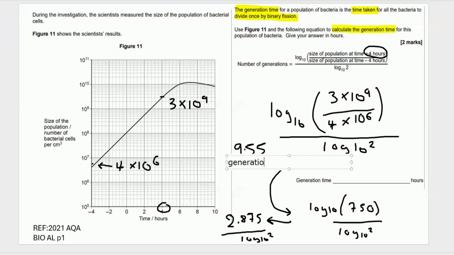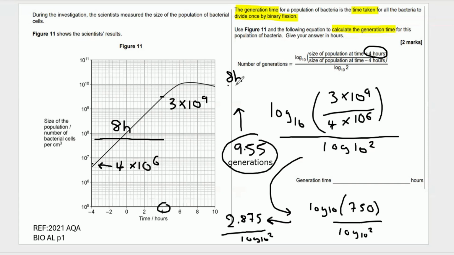What a lot of work for 1 mark with this question. But that 9.55 gives you the number of generations of bacteria. What we were told up here is the generation time is the time taken for the bacteria to divide once. Well, we've had 9.55 generations, so they've divided 9.55 times. So we need to do the time divided by 9.55. So how long have we looked at on this graph? Look at the x-axis. We've gone from minus 4 to plus 4. So how many hours is that? That's 8 hours of time for this bacterial population to divide 9.55 times.